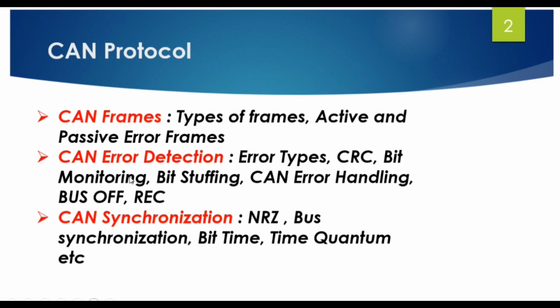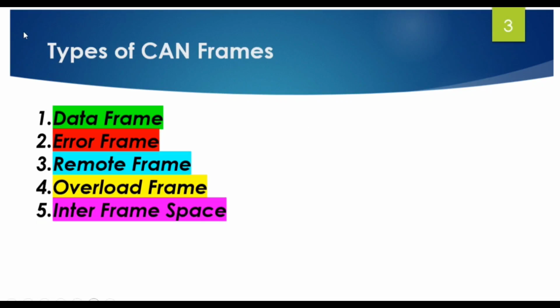So in the next series I will be covering the CAN protocol. In CAN frames I will cover types of frames, active and passive error frames, then CAN error detection, error types, CRC, bit stuffing and all, REC, CAN synchronization, NRZ, non-return to zero, bus synchronization, time quantum and many more.